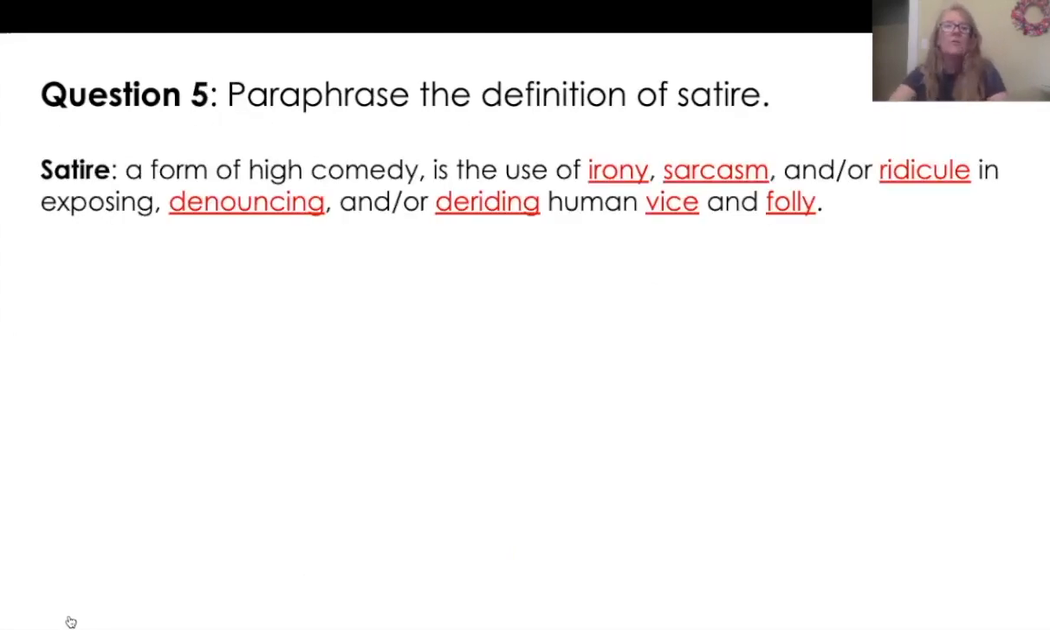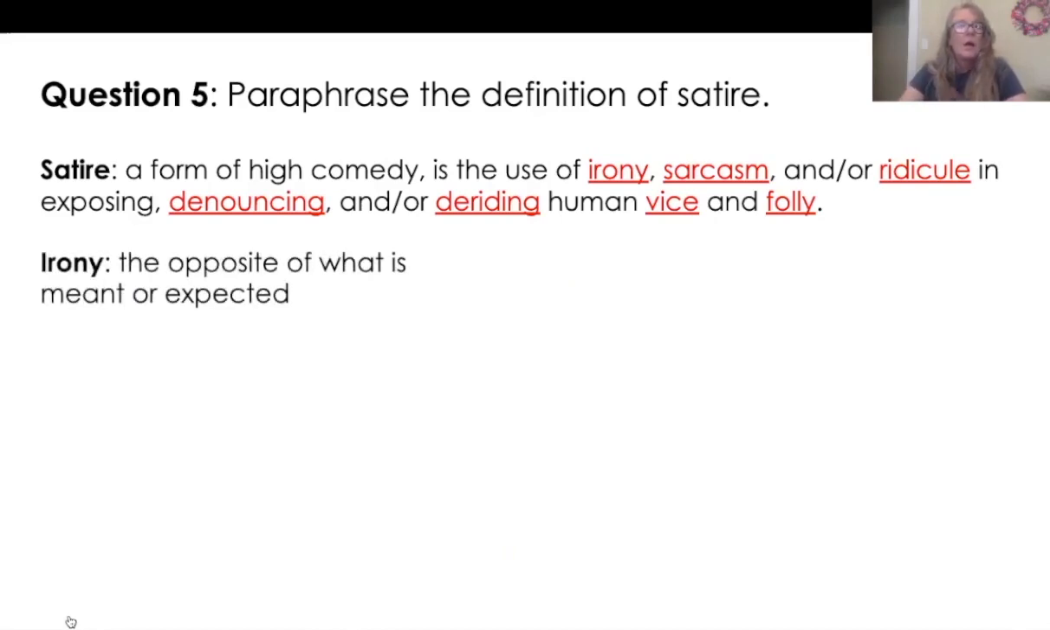All right, question 5, paraphrase the definition of satire. So I've given you the definition of satire, right? We did it earlier in the presentation. And I've highlighted these 1, 2, 3, 4, 5, 6, 7 words. Because sometimes we're given definitions and, you know, if I don't know what irony, sarcasm, ridicule, denouncing, deriding, vice, and folly are, do I really know what satire is? So sometimes what we need to do is go a little deeper and earn a personal context or a connection to what is being given to us.